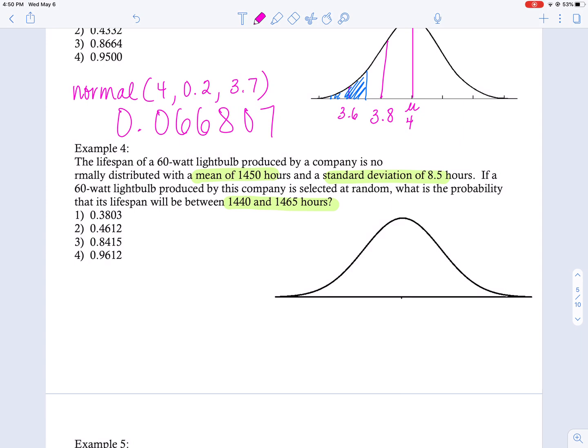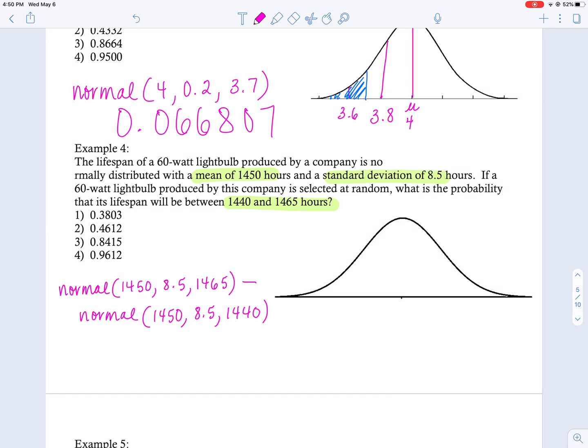So literally, here's what I'm going to show you. You're literally going to do normal. Okay, your mean is 1450. Your standard deviation is 8.5. I'm going to show the bigger one first, 1465. And whatever that number is, you're going to subtract it from, once again, your normal, your mean, your standard deviation, and then your smaller number.